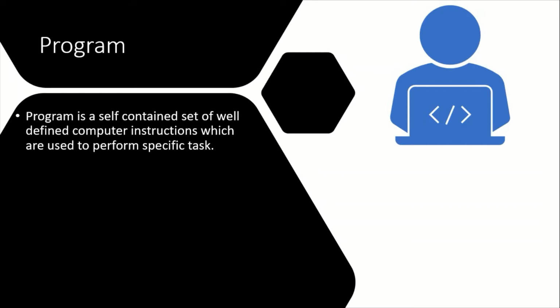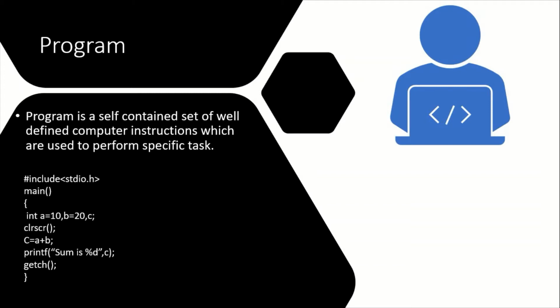operations. The meaning of a set of well-defined computer instruction is nothing but here every instruction which is written will tell the computer what operation is to be performed. For example, if the instruction is for print, then computer displays the message on the screen. If it is for calculation, then computer performs the related calculations. Thus, the program is defined as a self-contained set of well-defined computer instructions which are used to perform specific task.